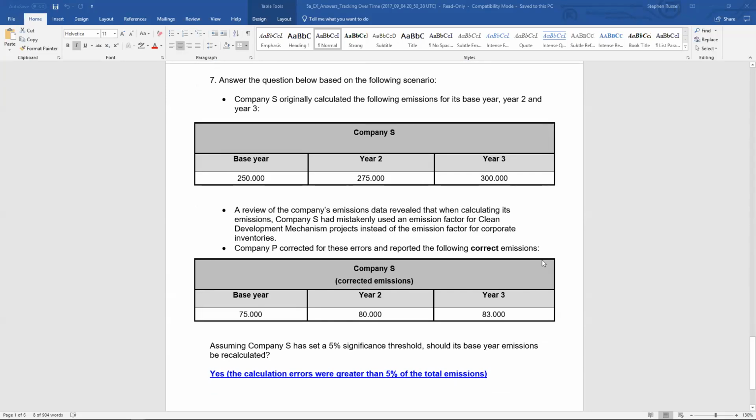Okay, so that concludes lesson 5 on tracking emissions over time. We're pretty much on track, so let's start lesson 6 on calculating emissions.